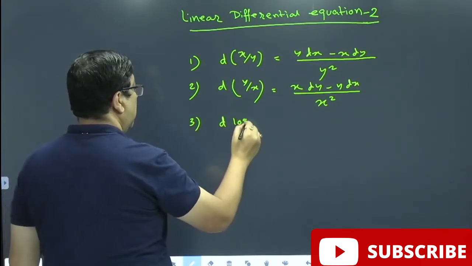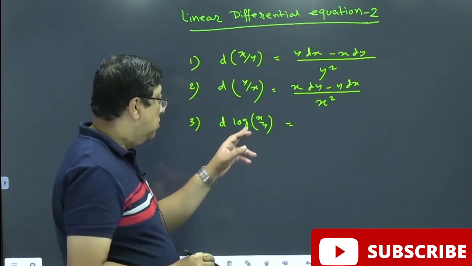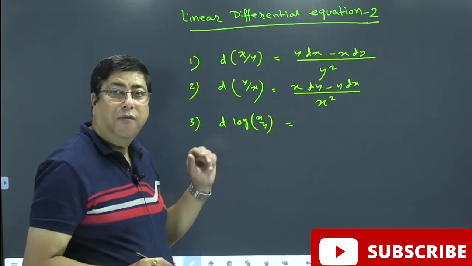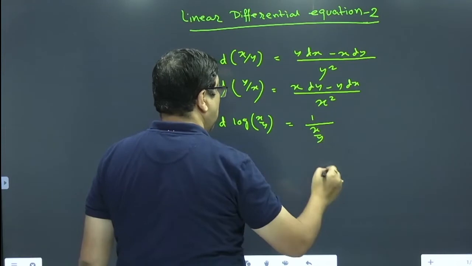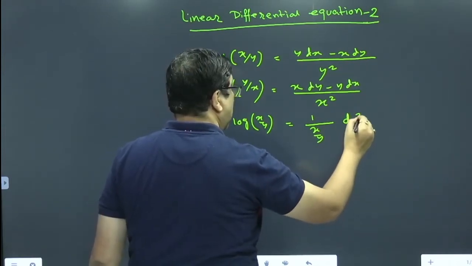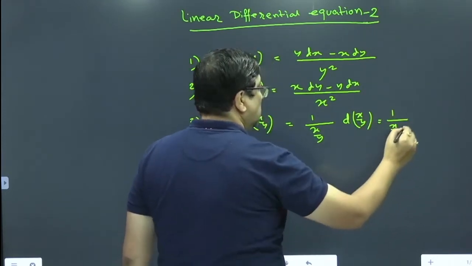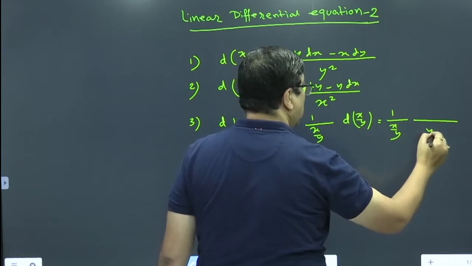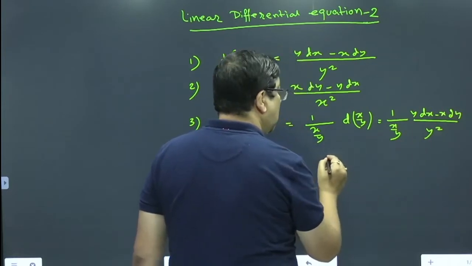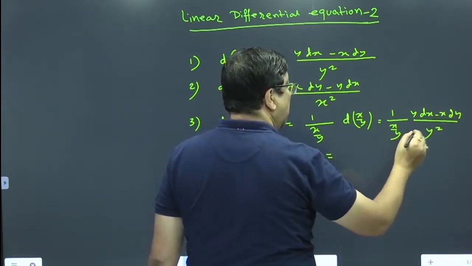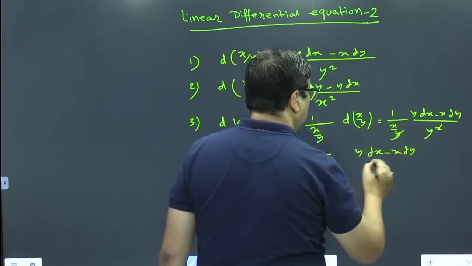d log of x by y. So it means what? We are doing the differential, so actually we are using the concept of differentiation. So 1 by x by y into d of x by y. So this is coming to be 1 by x by y. So if we apply d of x by y, we get (y dx minus x dy) by y square. So y is getting cancelled. We are getting (y dx minus x dy) by xy.